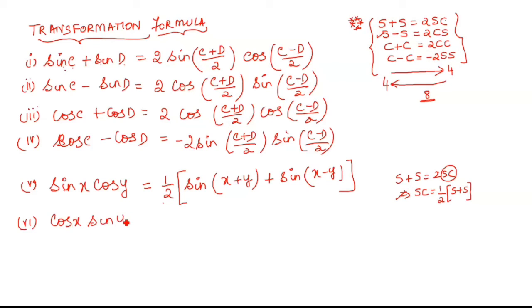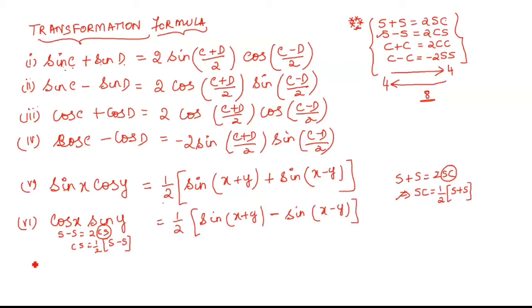Okay. Yes. So the next one, the sixth one, we will move to cos x sine y. As I look here, this formula is CS. So CS I found in the second line. I found this as S minus S is equal to 2CS. So what is CS equal to? CS is equal to 1 by 2 of S minus S. So this is equal to 1 by 2 of sine. First add, then which sign is there? Minus. Again sine. What do you have to do? Subtract. Okay, this is the sixth one.